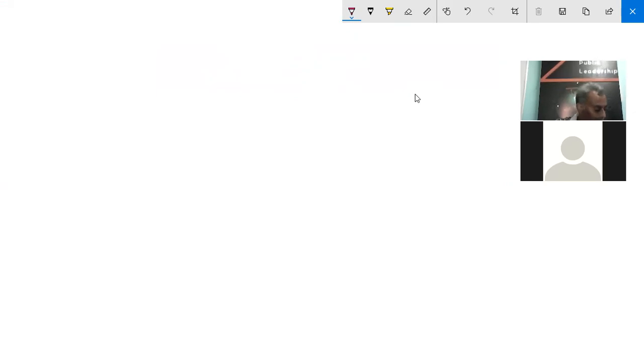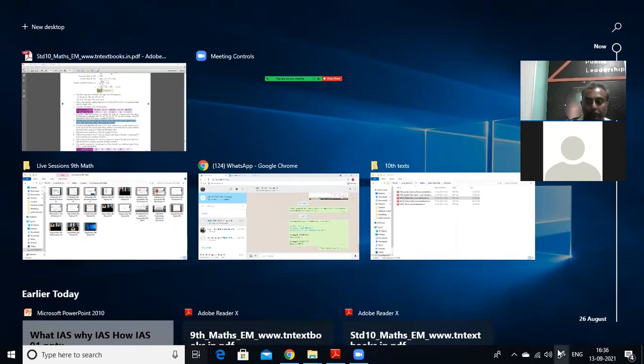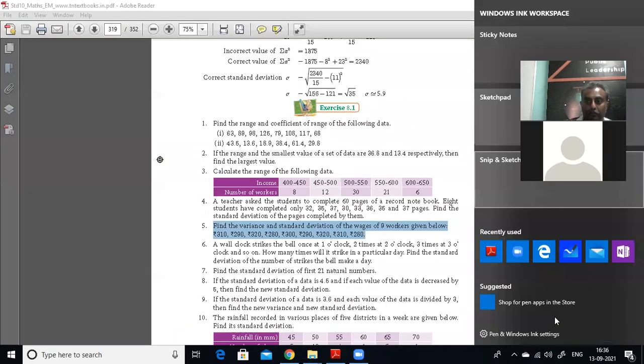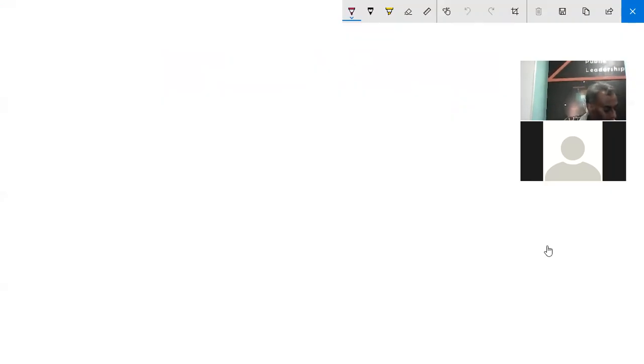Now, the variance and standard deviation of 9 workers are given below. Find the variance. Okay. Now let us look at this fellow. Okay, X.